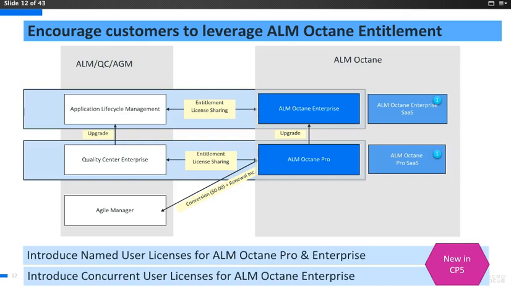And if you are an existing Agile Manager customer, again, you have the ability to migrate from Agile Manager into ALM Octane Pro. So one key thing to be aware of, if you're an existing ALM, Quality Center or Agile Manager customer, is that ALM Octane is available for you for free, and you can start using existing licenses of either of those three products and repurpose them towards ALM Octane.